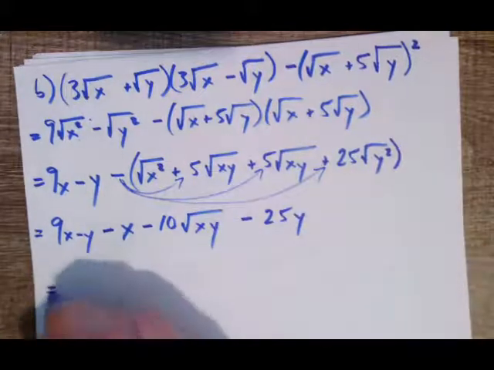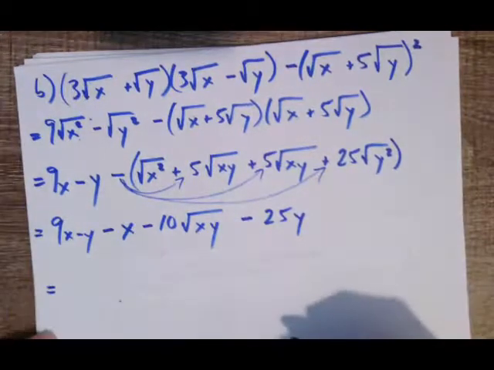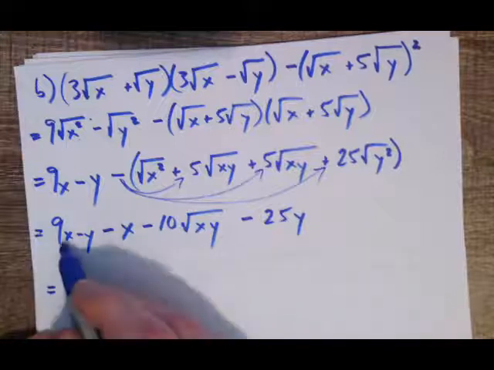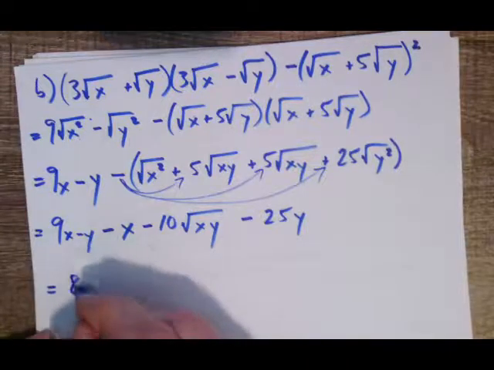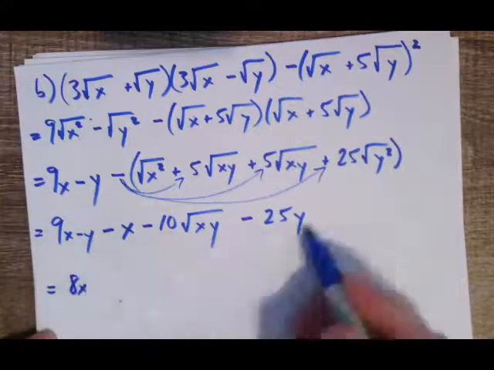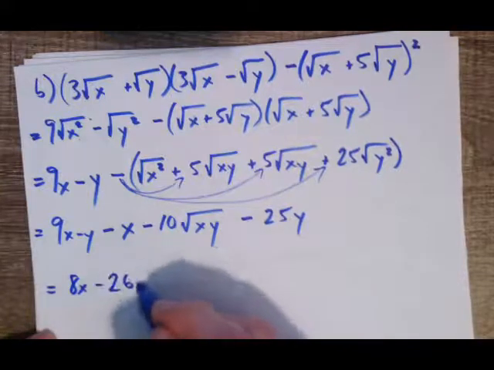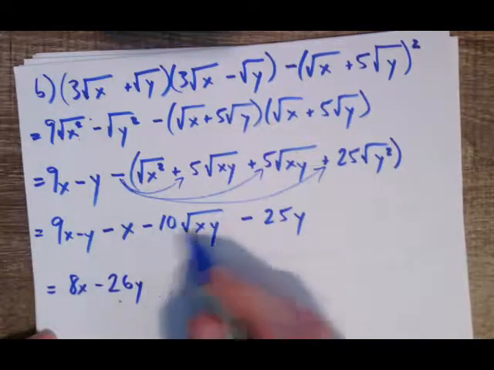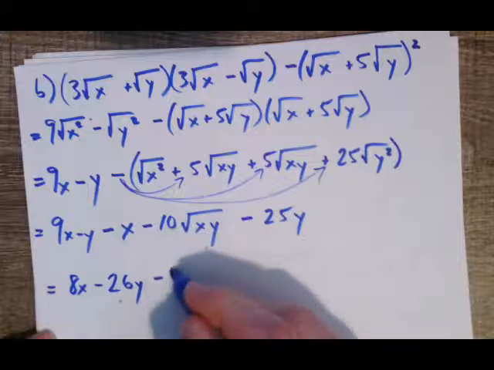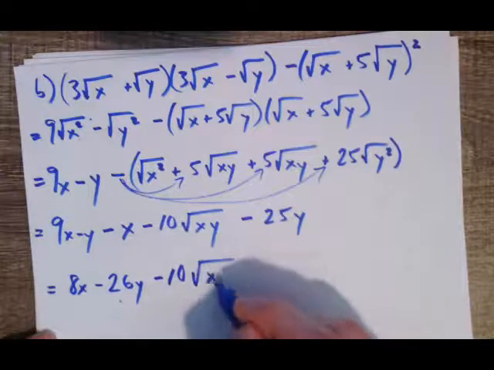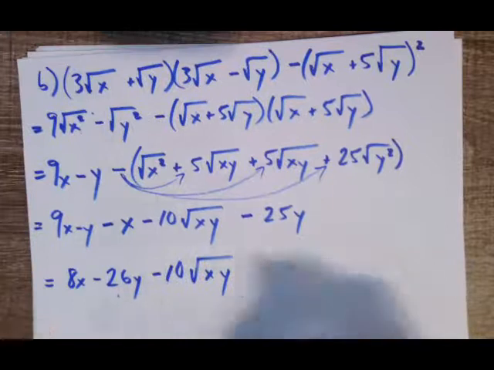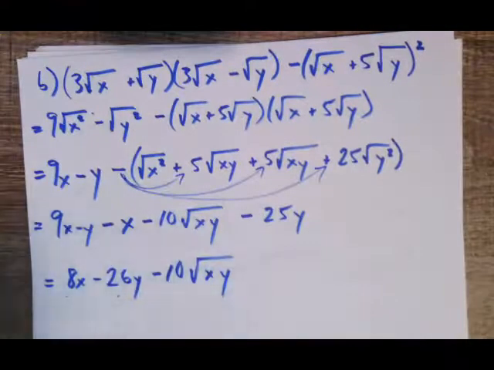So we have some like terms to combine here. 9x minus x is 8x. Negative y minus 25y is minus 26y. And this poor fella has nobody to combine with. Well, that's an ugly answer, eh? 8x minus 26y minus 10 root xy.